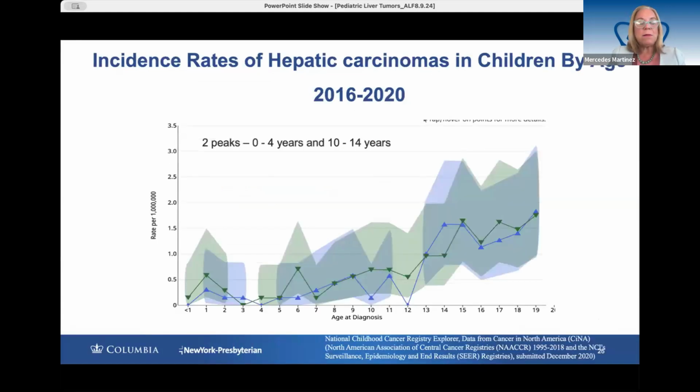These tumors present in 2 different peaks. Early in life, less than 4 years of age, this is usually associated with certain metabolic conditions or some cholestatic disorders in children, and the other is 10 to 14 years, and these are the tumors that arise in a healthy liver of the fibrolamellar type.